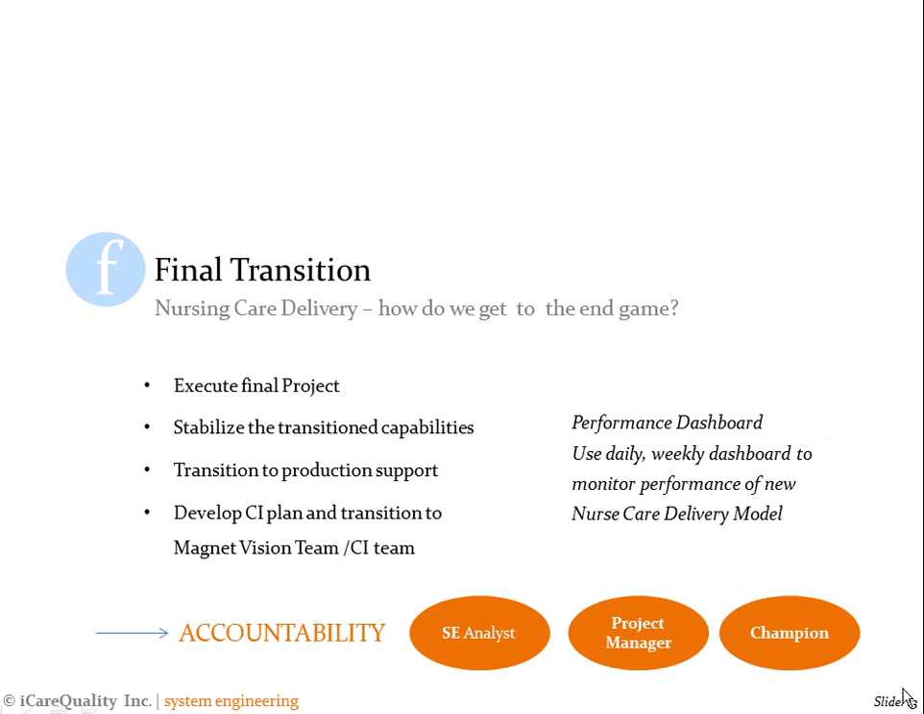Finally, all the projects in the transition plan are executed, the capabilities are stabilized, and they transition to production support. The continuous improvement plan is handed over to the Magnet Vision team or continuous improvement team. Performance dashboards as defined, both daily and weekly, are being monitored and followed. At this point, the accountability for results is squarely with the system engineer, analyst, project manager, and a clinical champion who has enabled the execution.